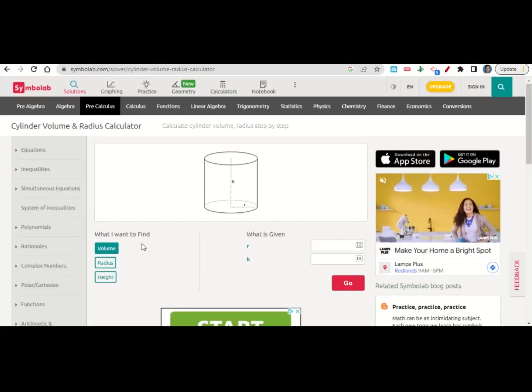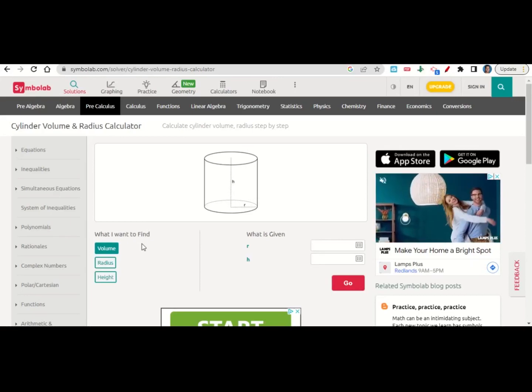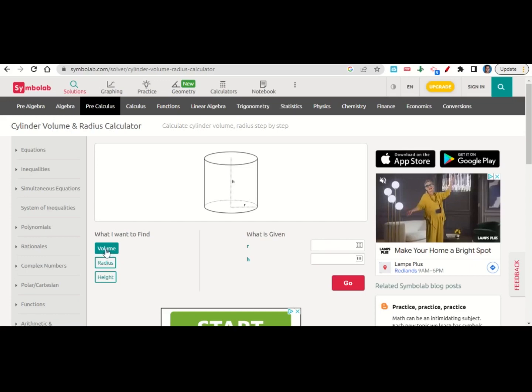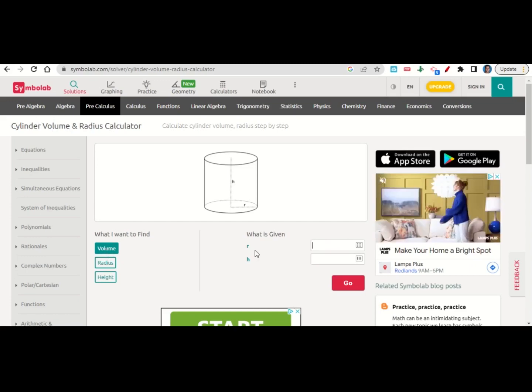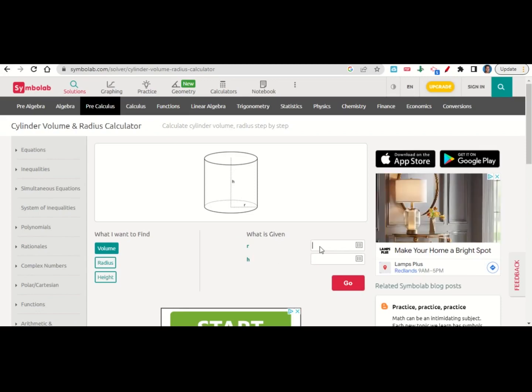Let's take a look now at how we can use Symbolab to check our work when finding the volume of a cylinder. So we'll go to Symbolab, and then we'll find where it says Cylinder, Volume, and Radius Calculator. And then we're going to go here and click on Volume. And now we just have to enter in what's given. So we need the radius and the height. So let's say that our radius here is 4, and our height is 3. So we'll go ahead and click Go.